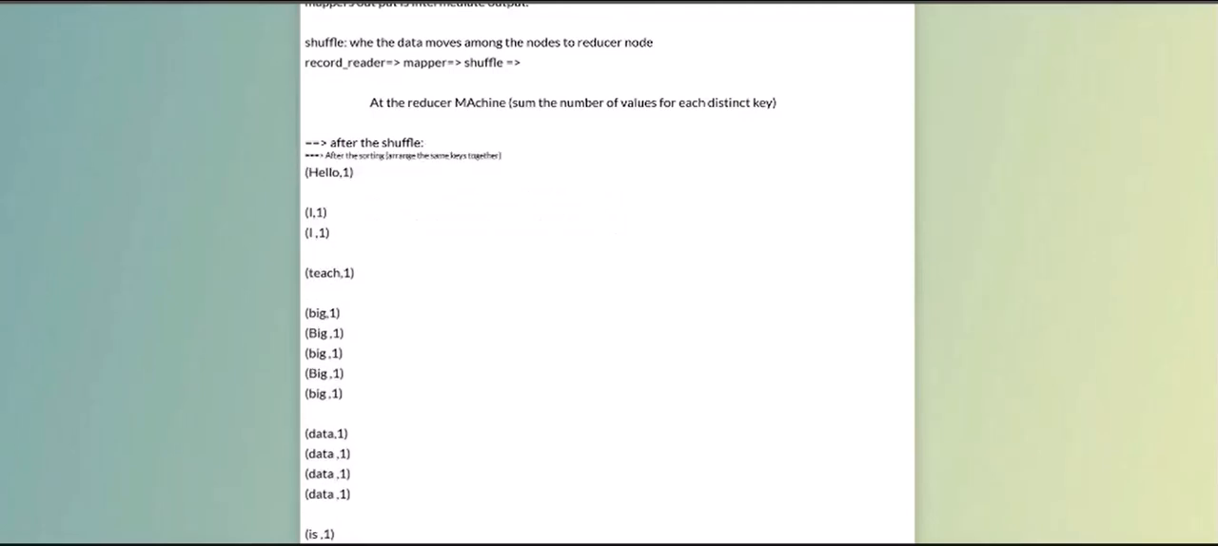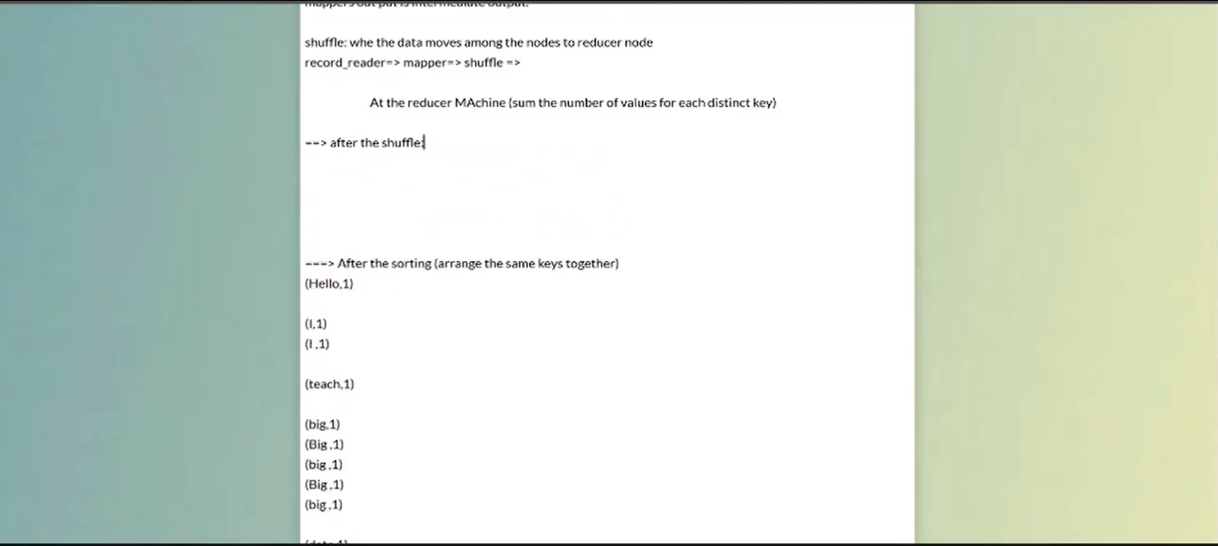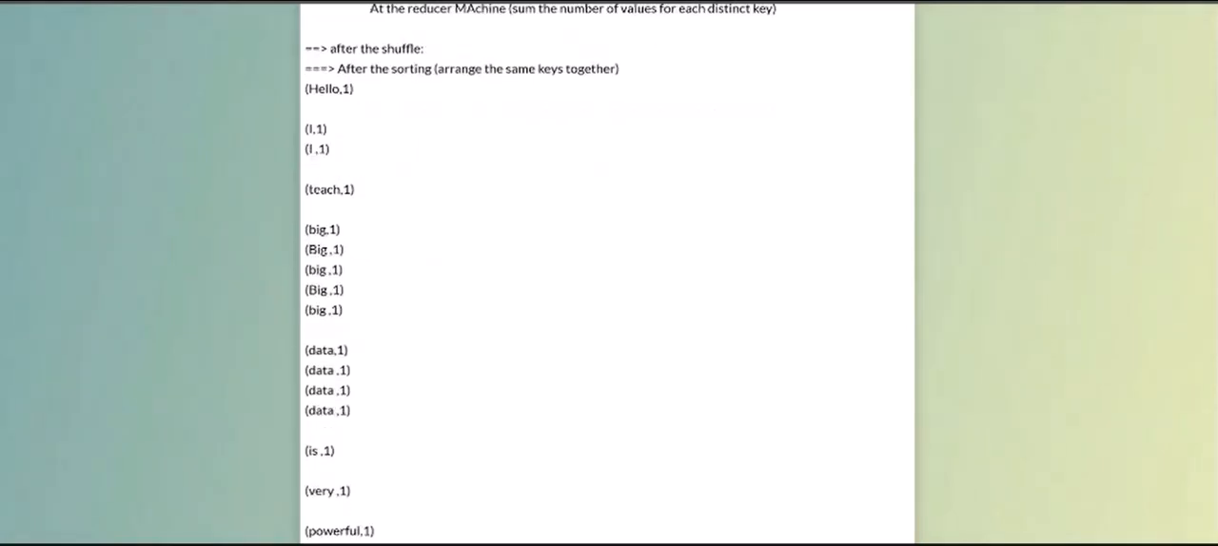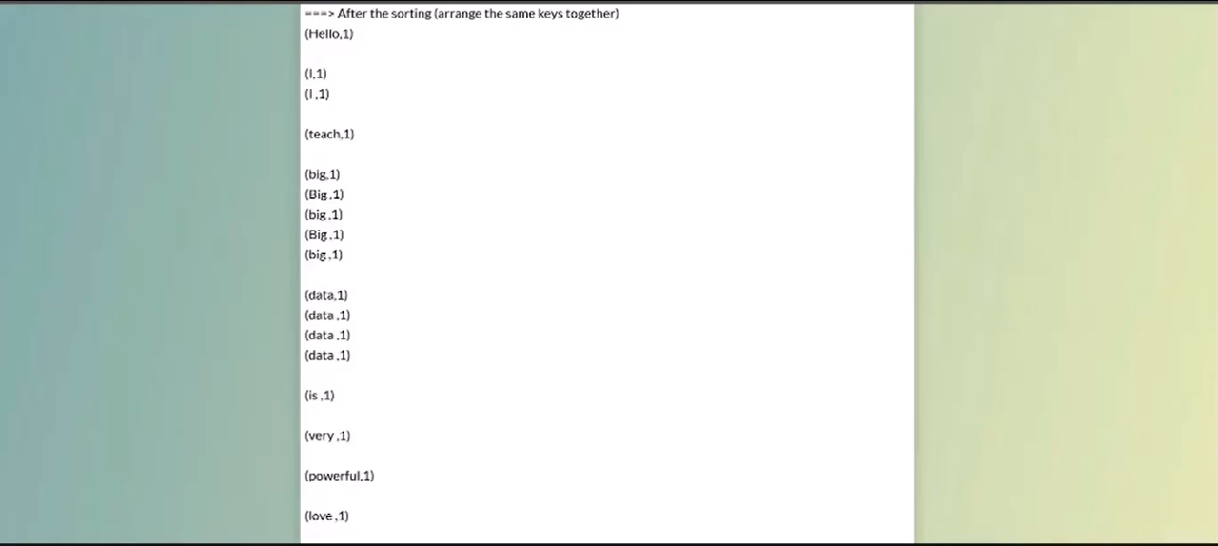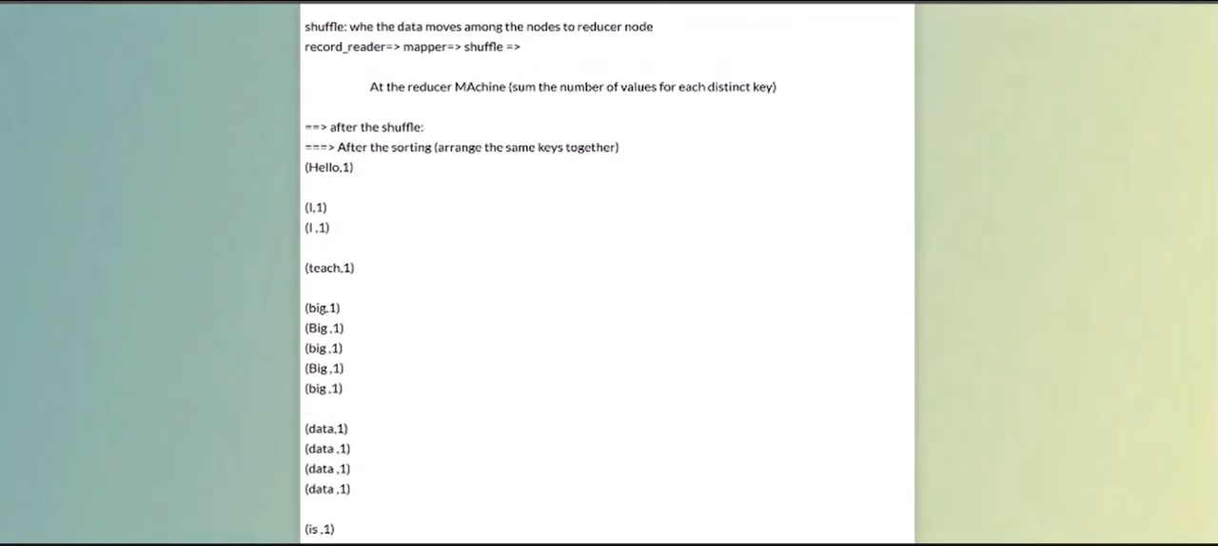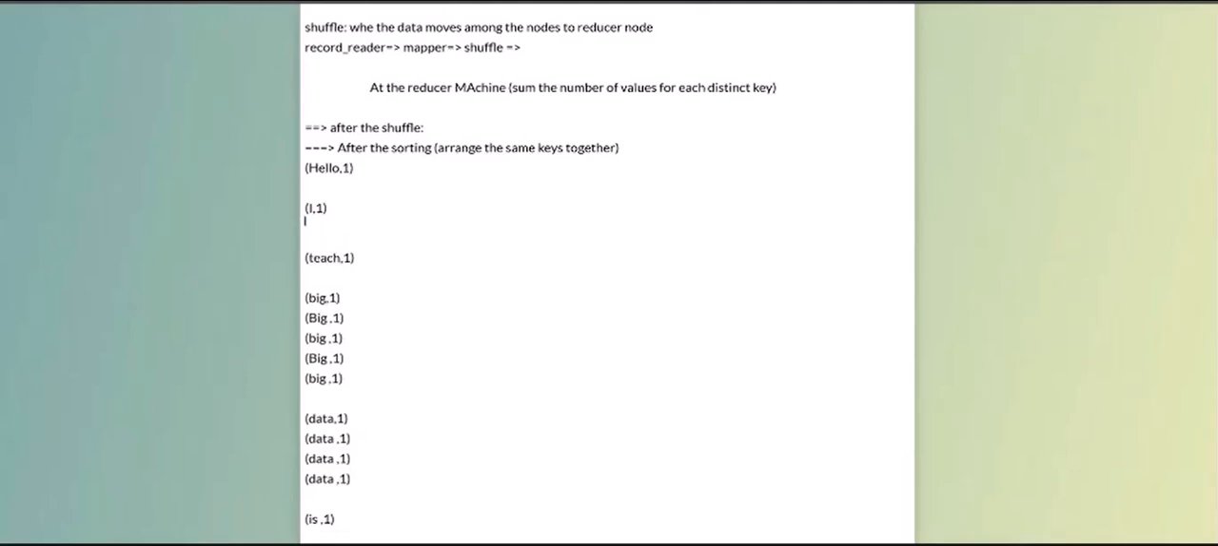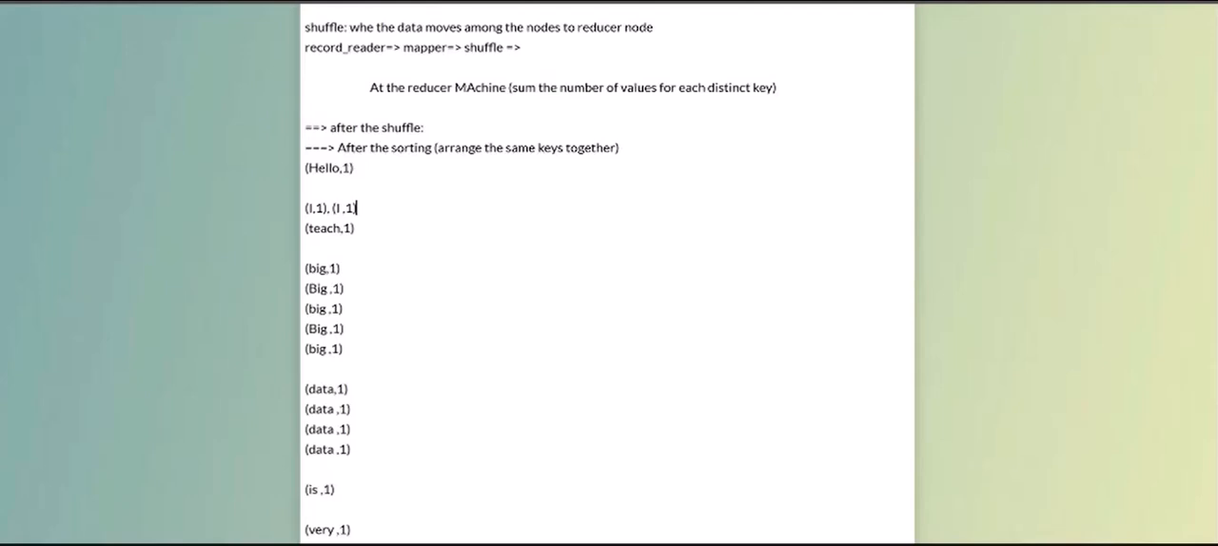Okay, so after the shuffle, this is after the sorting. Now you can see we have sorted these records. Now in the next stage, what would happen? This would come together here, and this is 1 2 3 4 times. I'll cut it.